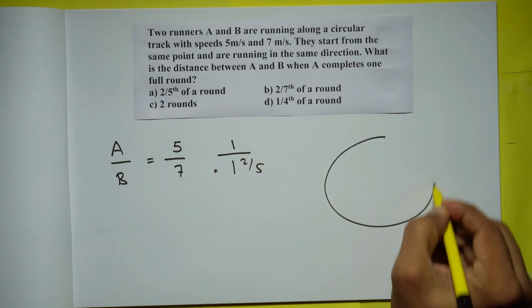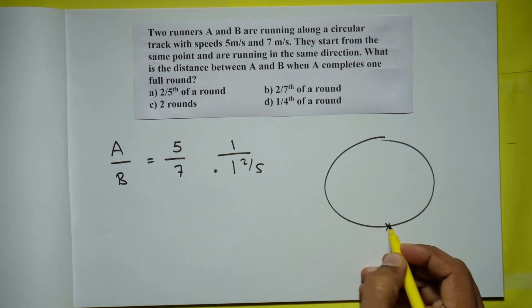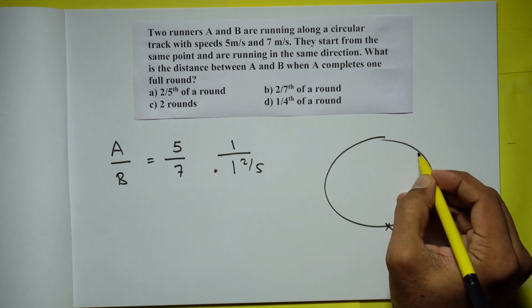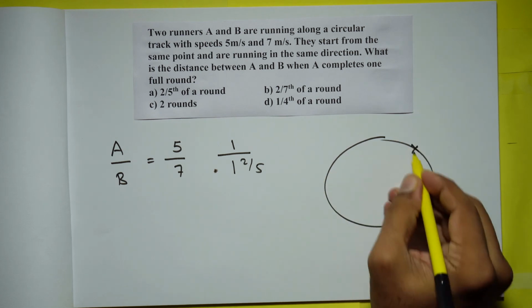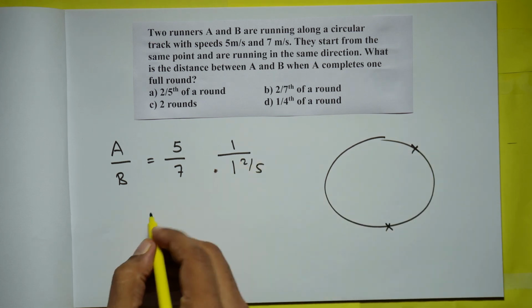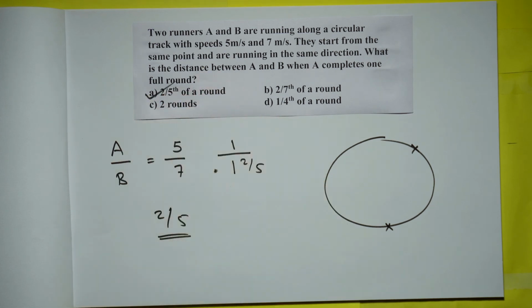So assume that this is starting point. A and B are initially here. When A does 1 full round, B will complete 1 full round and then 2 by 5th of a round. So B will be here. So distance between A and B will be 2 by 5th of a round. That is 2 by 5th of a round. That is option A.